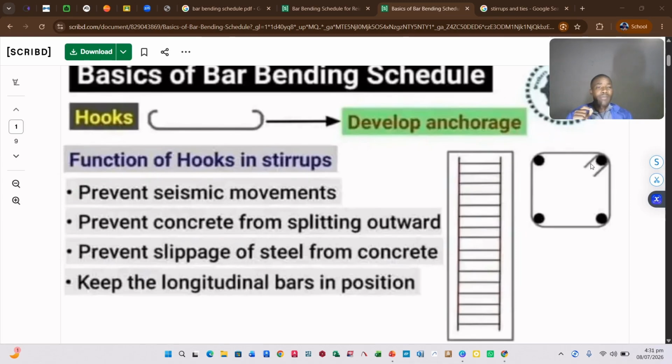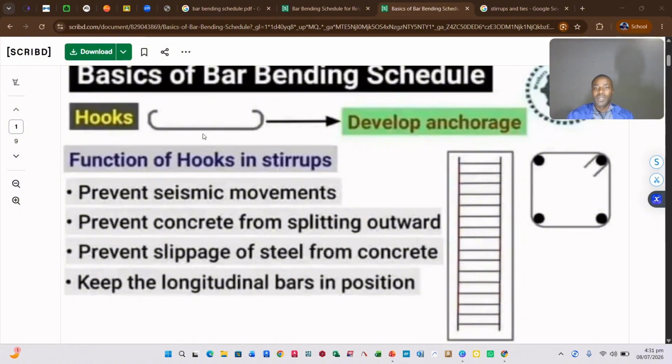Now, what are the functions of these hooks? The function of hooks in ties, to be specific, not stirrups, because stirrups are found in beams and not columns, is to prevent seismic movements, prevent concrete from splitting outwards, prevent slippage of steel from concrete, and keep longitudinal bars in position when subjected to compression, which might lead to the buckling of our column. We introduce what is known as hooks to our ties.